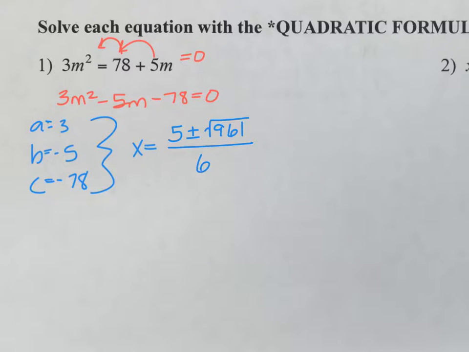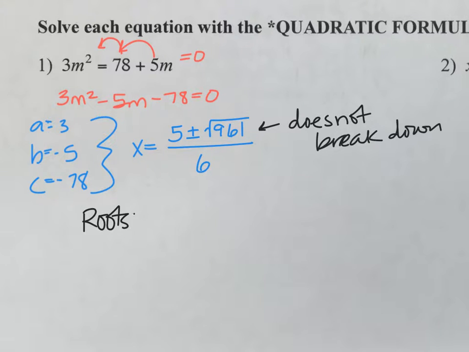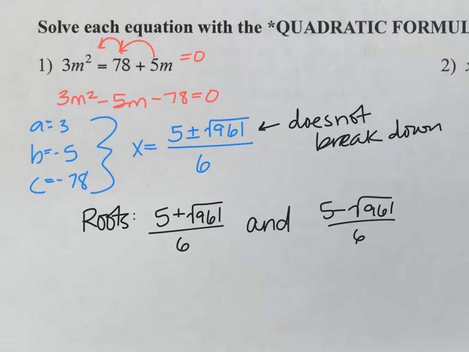Okay. Remember, we need to break down this number, 961. I promise your numbers will not be that big on your test tomorrow. This actually does not break down, so that means I'm ready to go ahead and state my answer. Okay, so if I name my two roots, what we did in class today, they are 5 plus the square root of 961 over 6, and 5 minus the square root of 961 over 6.